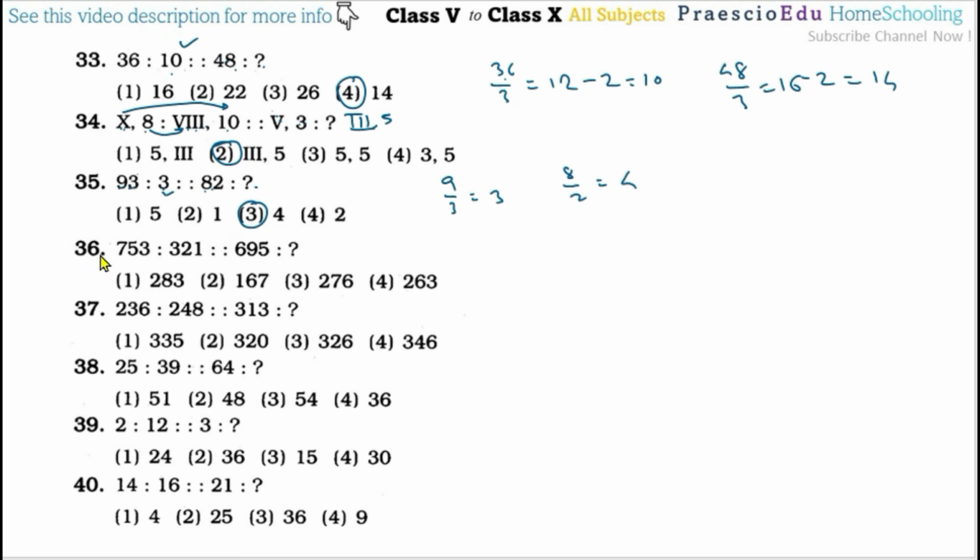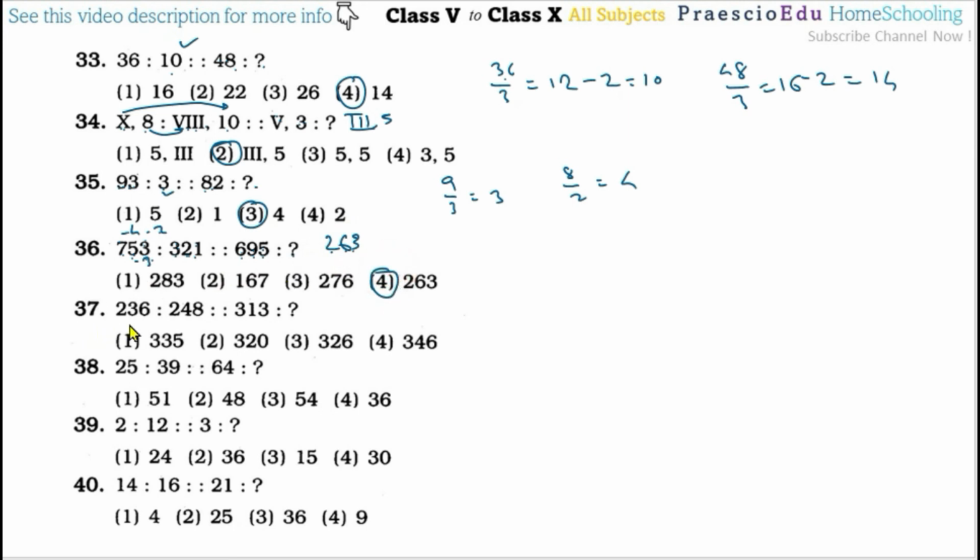Now question number 36, 753, 321, 695 and then question mark. So here 7 to 3 means 7 minus 4, then we are getting 3. So 5 and 2, here the minus 3. Then 3 and 1, so here the minus 2. Means minus 4, minus 3, minus 2. Likewise 6 minus 4 means 2. Then 9 minus 3 is a 6. And then 5 minus 2 is a 3. So 263. So 263 means option number 4 is the correct one.